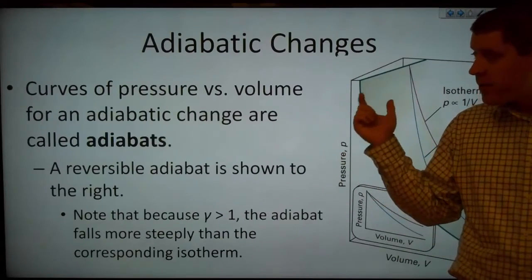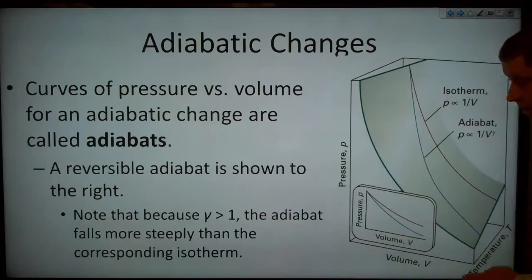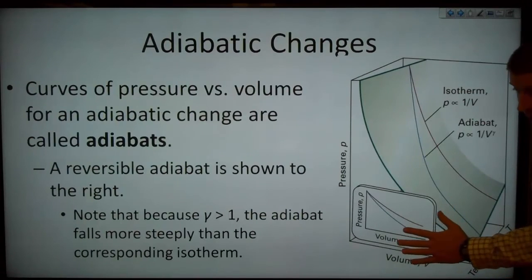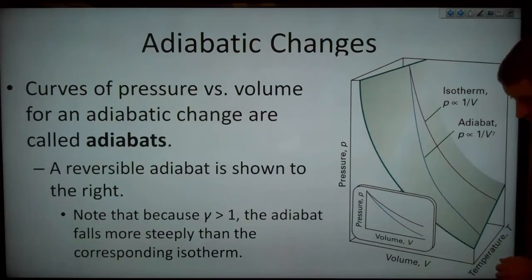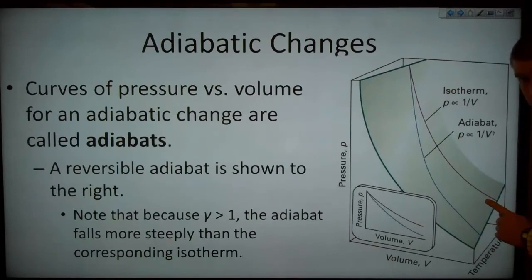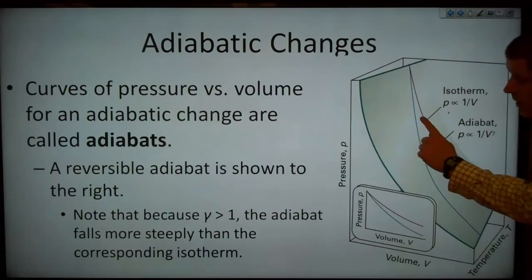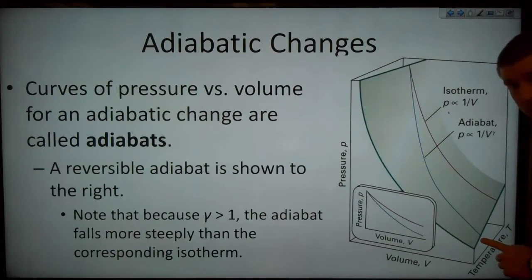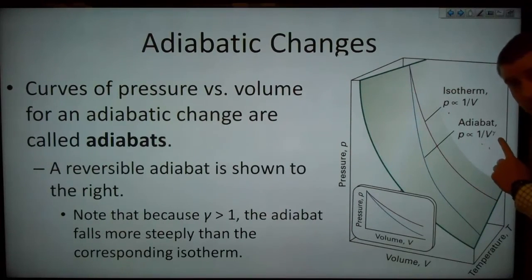Now, curves of pressure versus volume for an adiabatic change are called adiabats. And a reversible adiabat is shown over here. Note that because gamma is greater than 1, the adiabat falls more steeply than the corresponding isotherm does. So if we're looking at the red curve here, that is the isotherm, where we're showing that pressure is proportional to the inverse of volume. The blue curve here is the adiabat, so we're not allowing heat to flow. That is, the temperature is changing. So here, pressure is proportional to 1 over volume to the power of gamma.